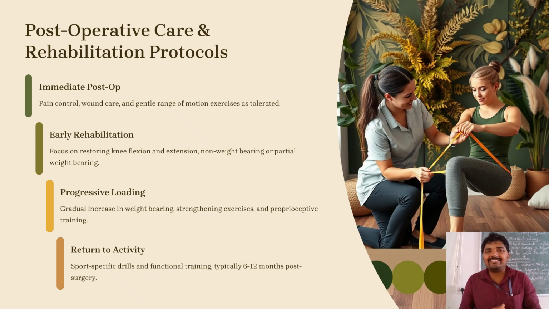Then gentle range of motion exercises are mainly done for the unaffected limb. Early rehabilitation focuses on restoring knee flexion and extension. Non-weight bearing or partial weight bearing is progressive.